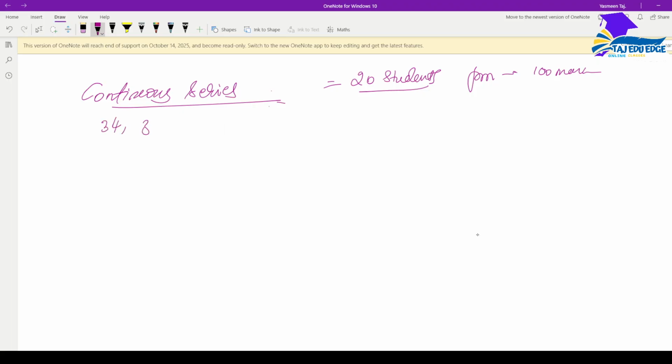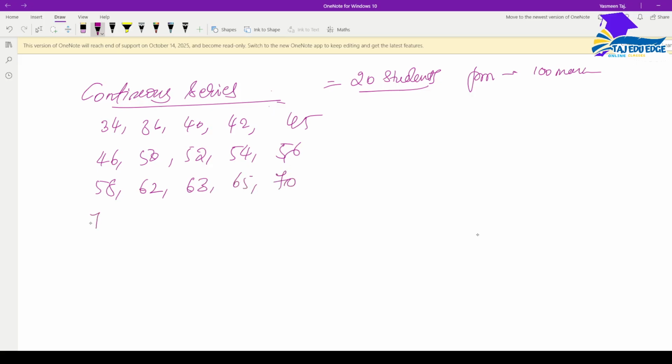Let's say they have scored 34, 36, 40, 42, 45, 46, 50, 52, 54, 56, 58, 62, 63, 65, 70, 71, 82, 92, 96, 100. These are the marks of the students in the subject principles of management out of 100 marks.